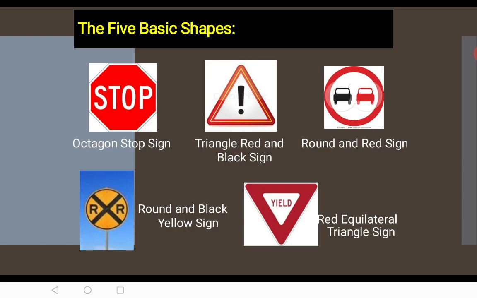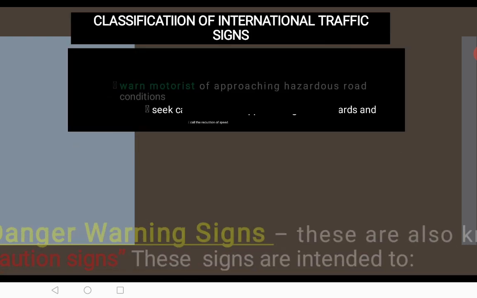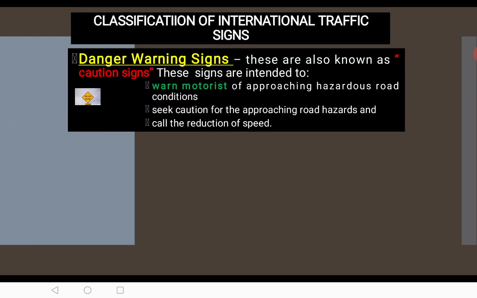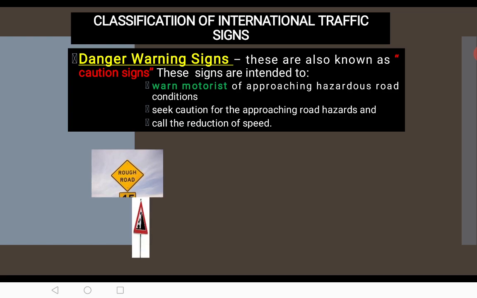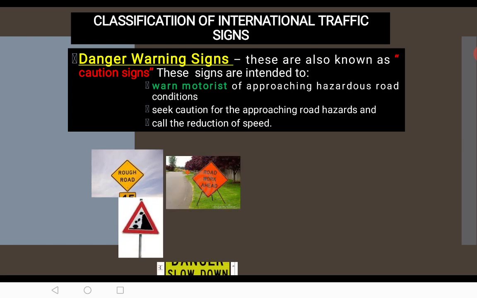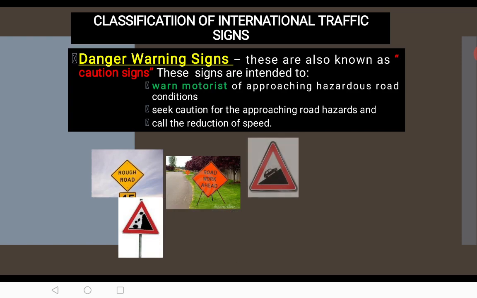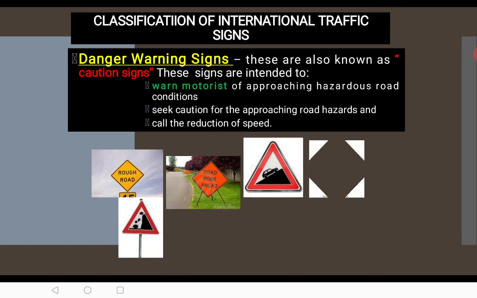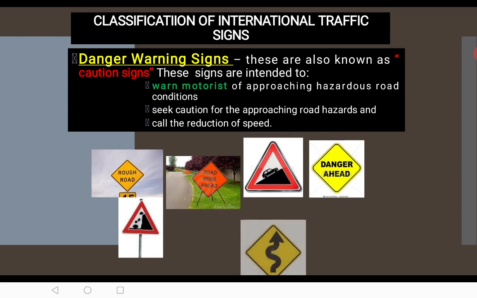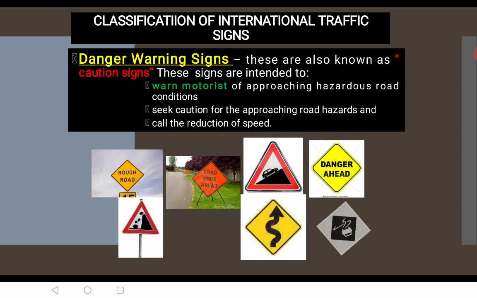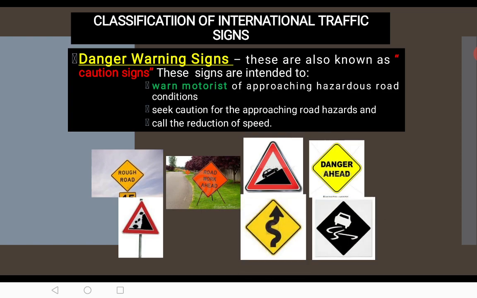Alright, next, the danger warning signs. Among the classifications of international traffic signs, we have the danger warning signs, also known as caution signs. These signs are intended to warn the motorist of approaching hazardous road conditions, urge caution for the approaching road hazards, and call for a reduction of speed.